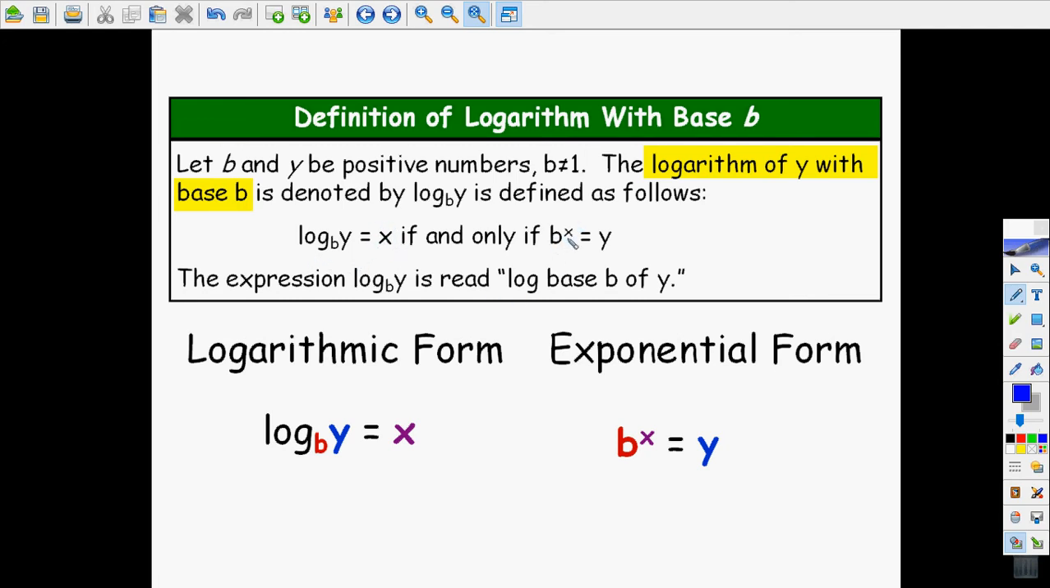So b to the x power, do you see where the x is? How the x is the exponent? And do you see how the log equals the exponent? So logarithms actually live in exponent world. So that's important to know. The expression log base b of y, that's how you read that. This is the logarithmic form. Do you see where the base is? Logs always equal exponents. So this is the exponent, and you can see the exponent over here. And then y is what you would get for the answer. Okay?